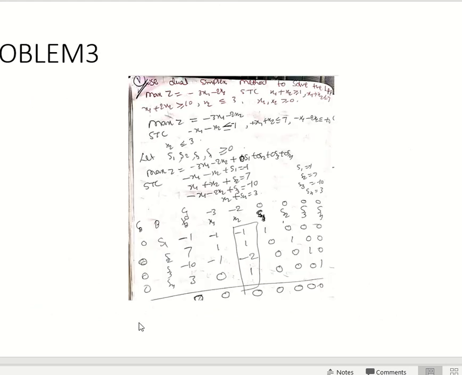Okay, now let us move to the first iteration. So what happens here? S3 leaves the basis and x2 replaces it, that is minus 2. And for the particular R3 we have to make that particular element unity. That is, minus 2 we have to make it unity. So what we have to do? Divide the R3 expression by minus 2. So what we will get here? It will give this table.